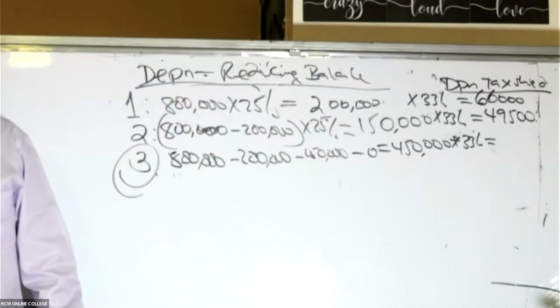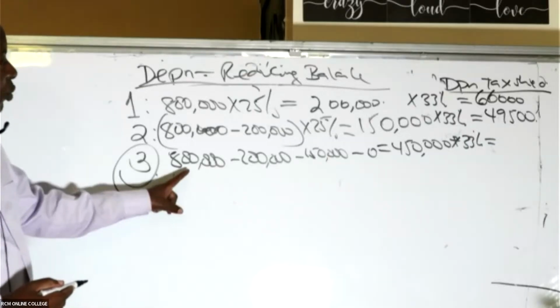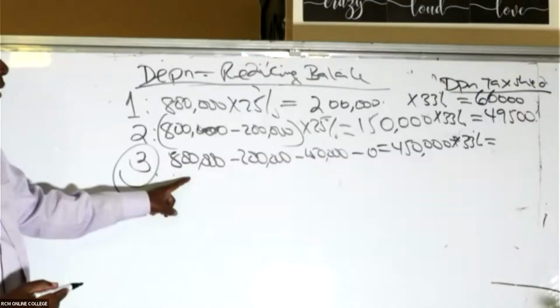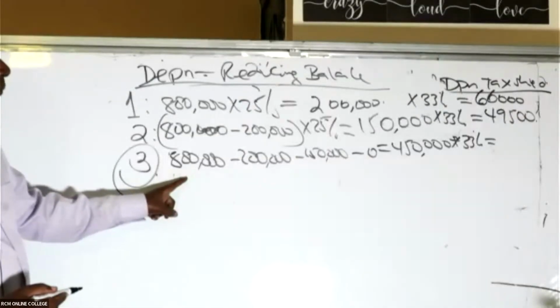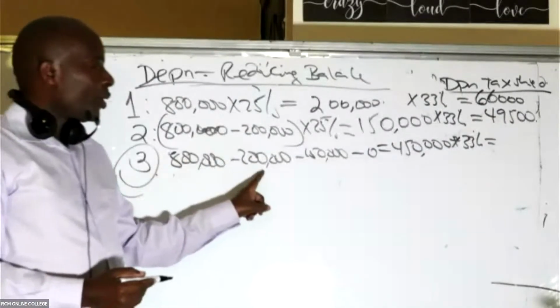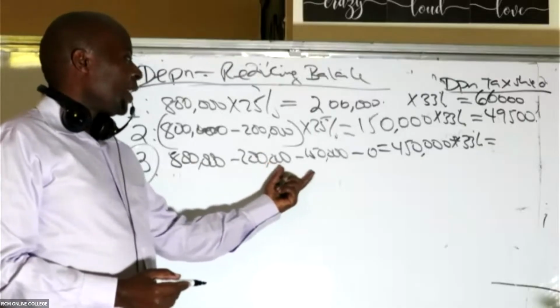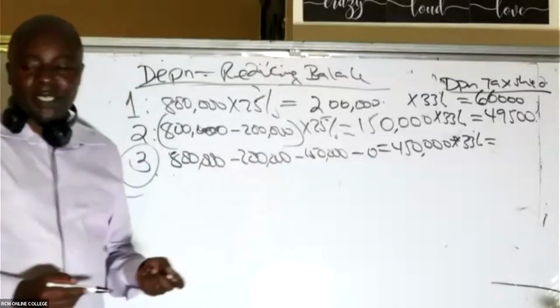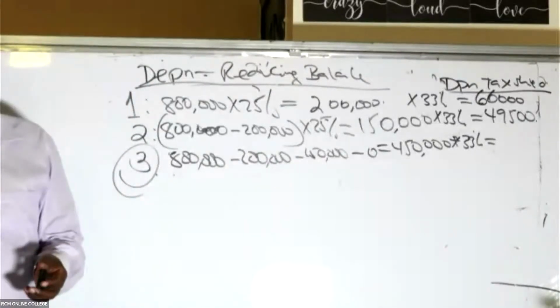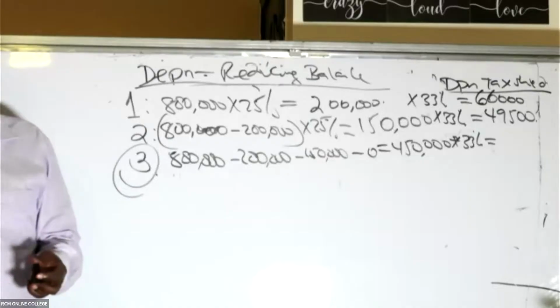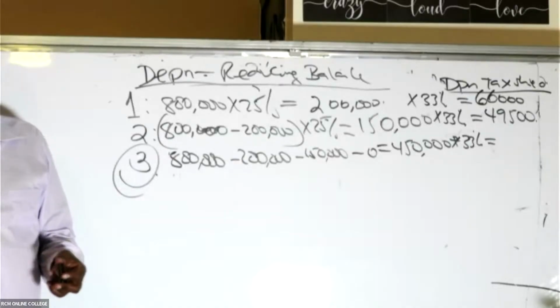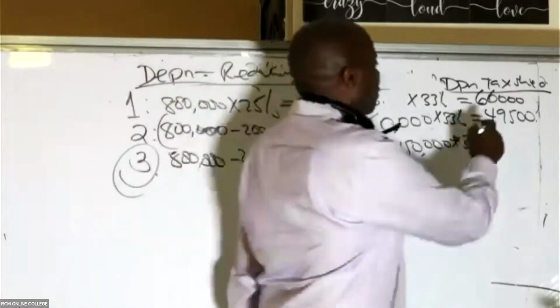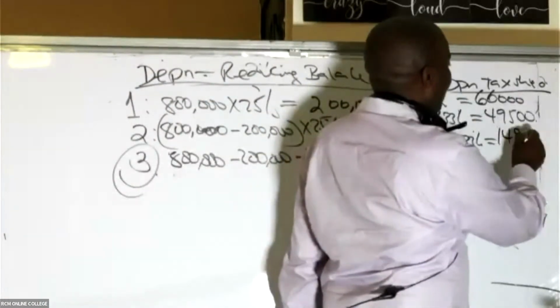Year 3 tax shield, 350k? Why? Did you use a calculator, or how did you get it? Because it's 800,000 minus 200,000 minus, already this is 350. So if you take away 350 from 800, it will be 450,000 times that 3,000. It will be 148,500. So this is the final answer, 148,500.